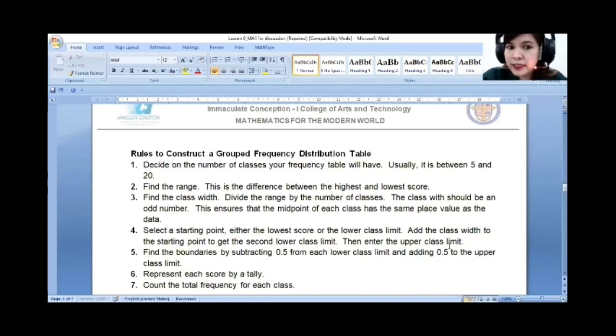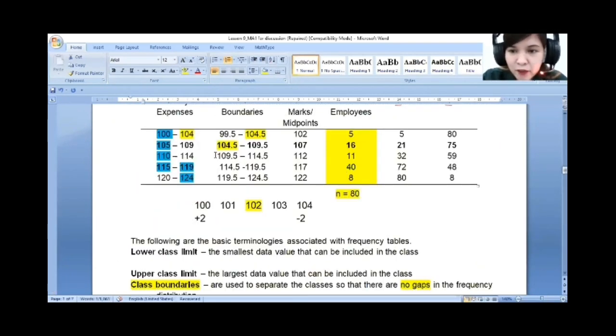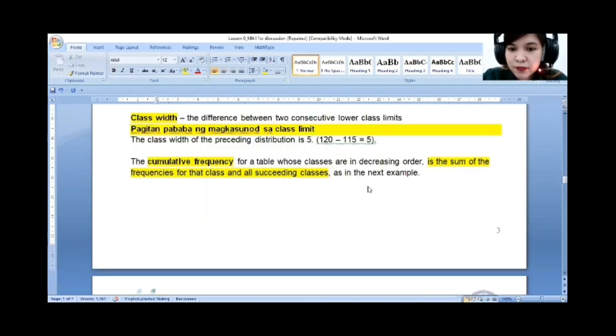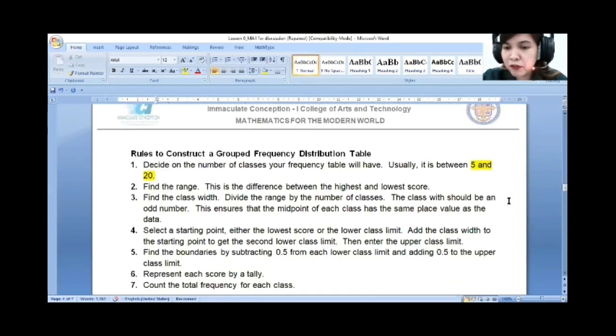Rule number 1. In creating a group frequency distribution table, decide on the number of classes your frequency table will have. Usually, it is between 5 to 20. Always remember this concept. Ano po ba ibig sabihin ng number of classes? Kung ilang rows yung gagawin mo. Let's say, for example, in my first example, number 1, ilang rows yung ginawa ko dito? 5 rows. First, second, third, fourth, fifth. So, kung pipili ka ng number of rows na gagawin mo, it's between 5, kasama yung 5, and 20.